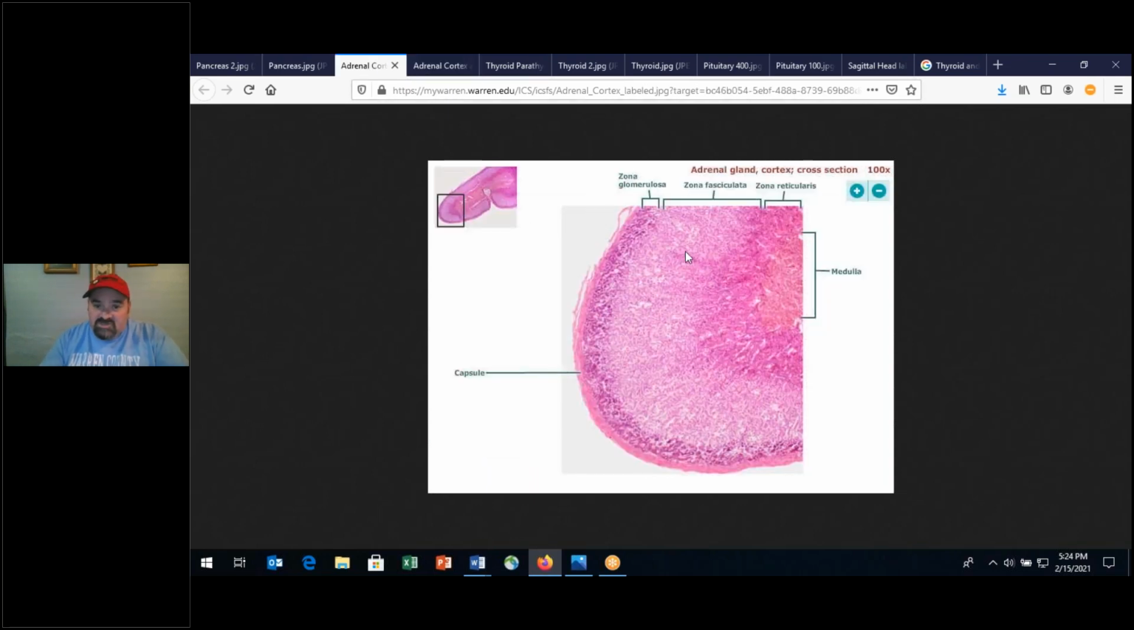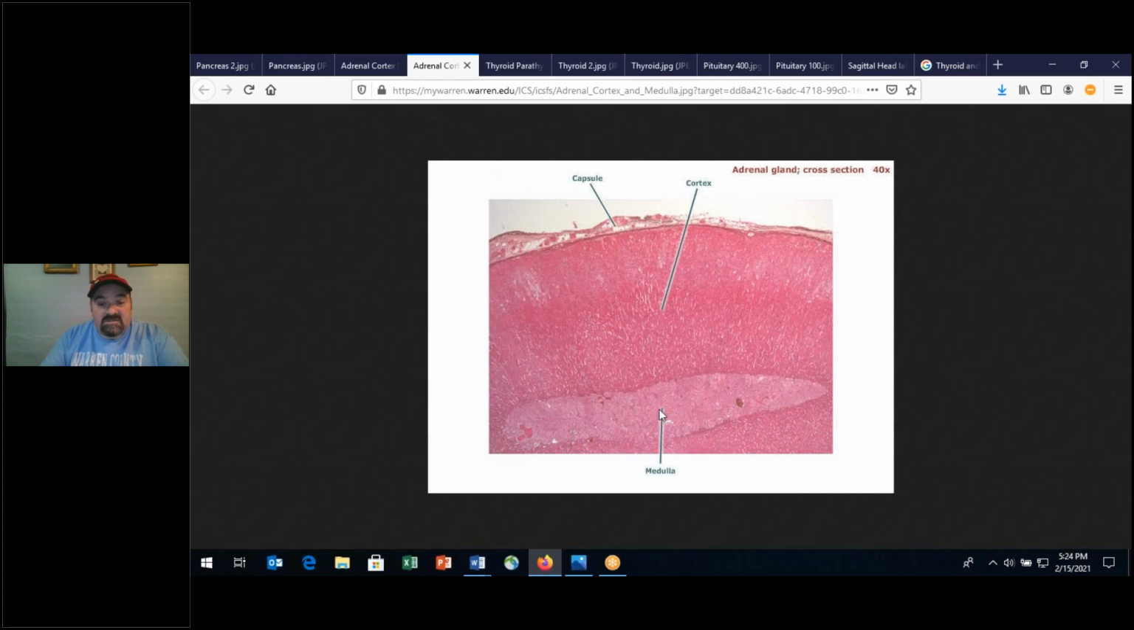Here we go, GFR. Glomerulosa, see how it's this area that is adjacent to the capsule? The fasciculata is the inner portion of the tissue. This is all cortex. And the reticularis is the inner tissue adjacent to the medullary tissue, which would be neural tissue. This neural tissue, guess what the adrenal medulla releases? Epinephrine, norepinephrine. This is the area where that's released, and we'll discuss the other hormones that are released within the cortex.